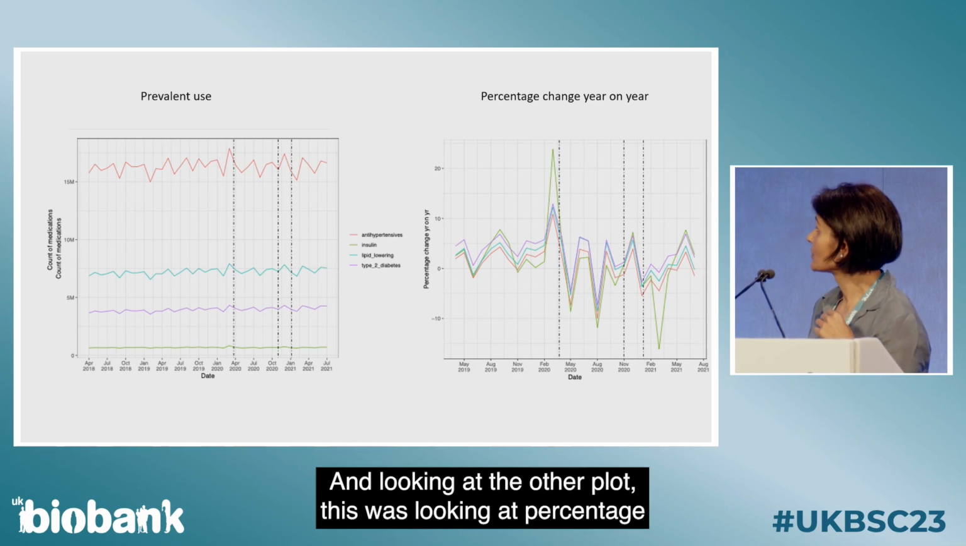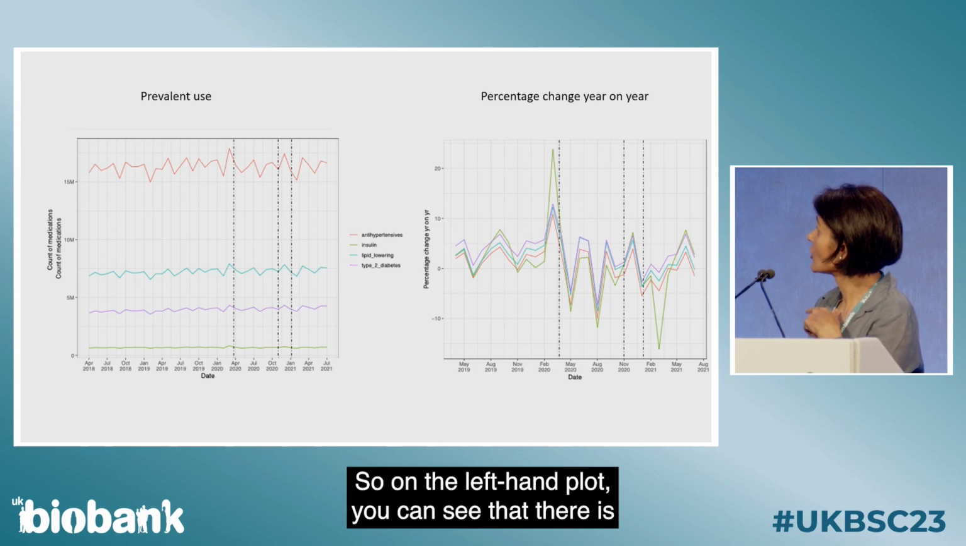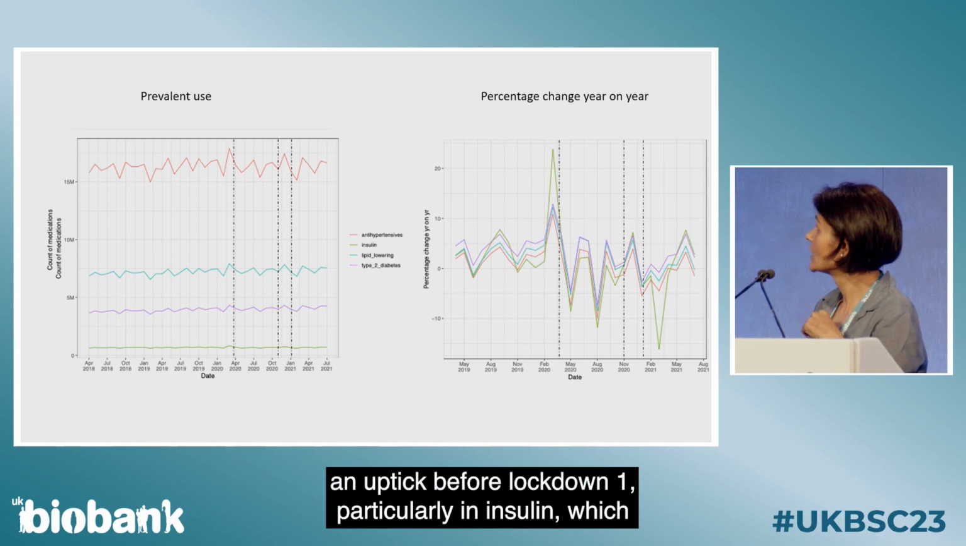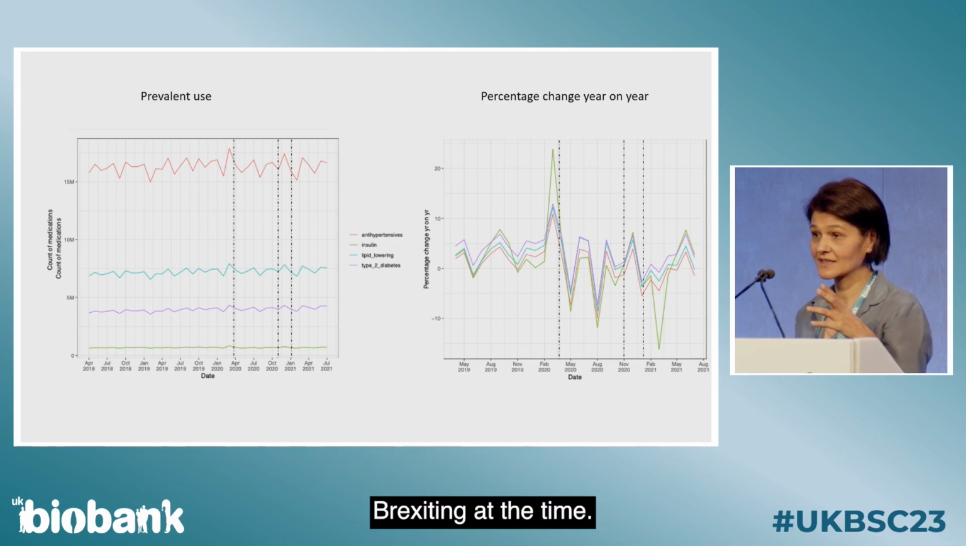And looking at the other plot, this was looking at percentage year-on-year change. The vertical lines are the lockdowns. On the left-hand plot, you can see that there is an uptick before lockdown 1, particularly in insulin, which is quite interesting because if you remember, we were also Brexiting at the time.